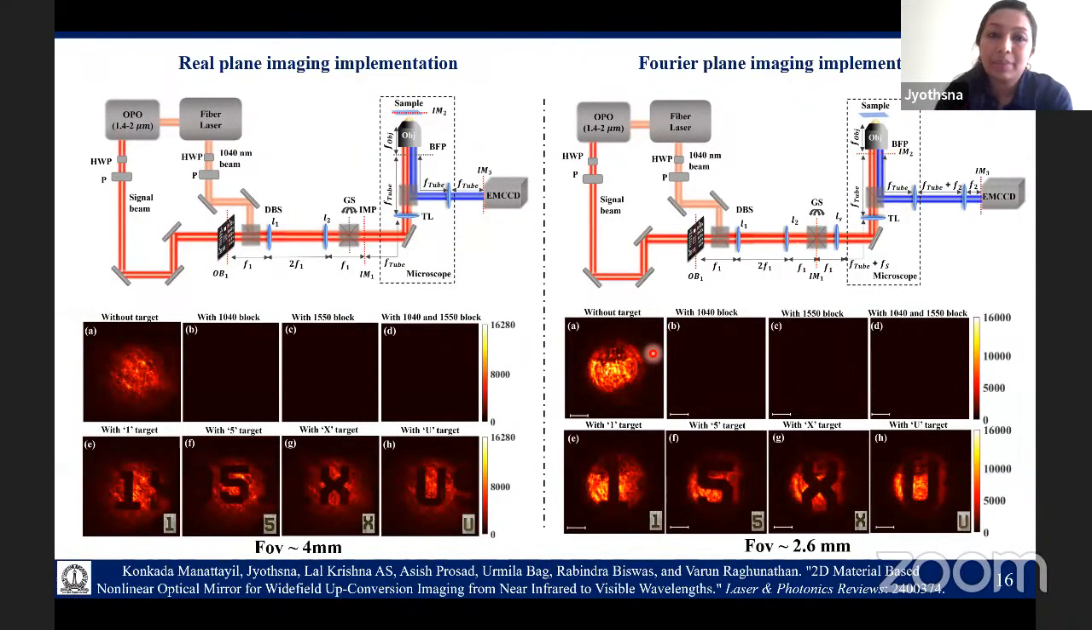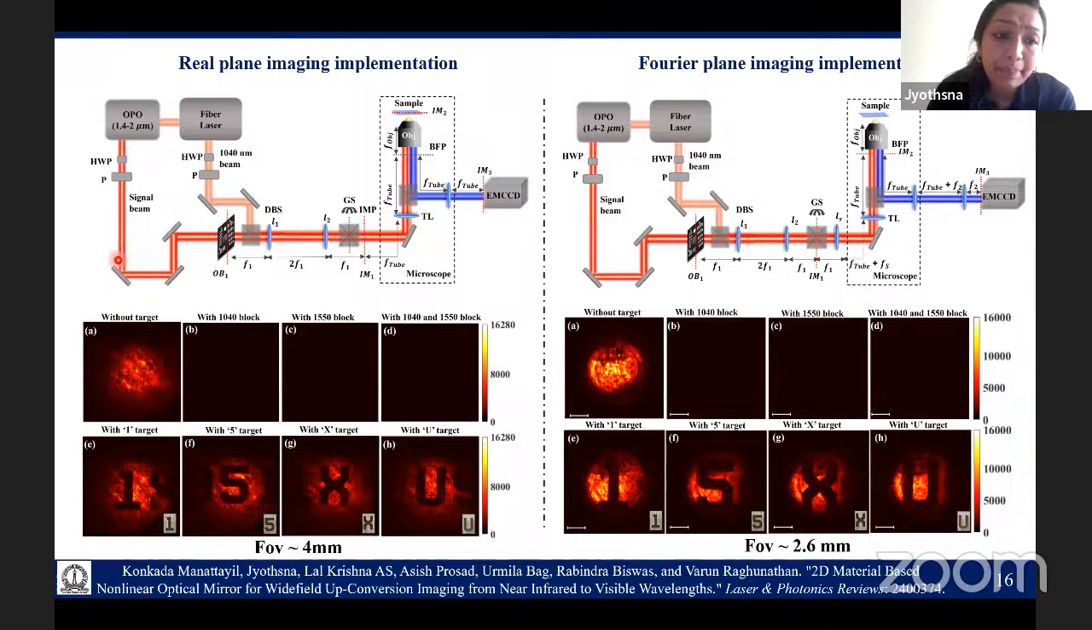And this is a detailed experimental setup of the real plane imaging and Fourier plane imaging system. I'll explain this in detail. As I mentioned, here we are trying to upconvert 1550 nanometer to 622 nanometer. This OPO is the source for 1550 nanometer. We have an ytterbium fiber laser at a fixed wavelength of 1040. These two are the sources for the particular nonlinear optical process which we are planning to use for upconversion. And this is a USAF target which we place in the path.